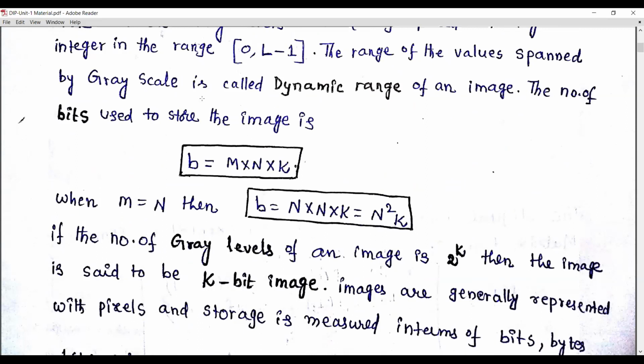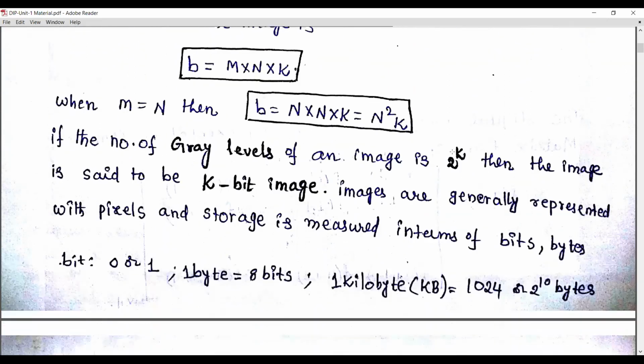See here, B equal to M into N into K. Here K is the number of bits used to represent an image. M is the number of rows, N the number of columns, since we place the total pixels into M rows and N columns. B is the number of bits required to store the image. For a square image, the number of rows equals the number of columns, so M equal to N. We can write B equal to N into K, which is N square into K. If the number of gray levels in an image is 2 power K, then the image is known as a K-bit image.